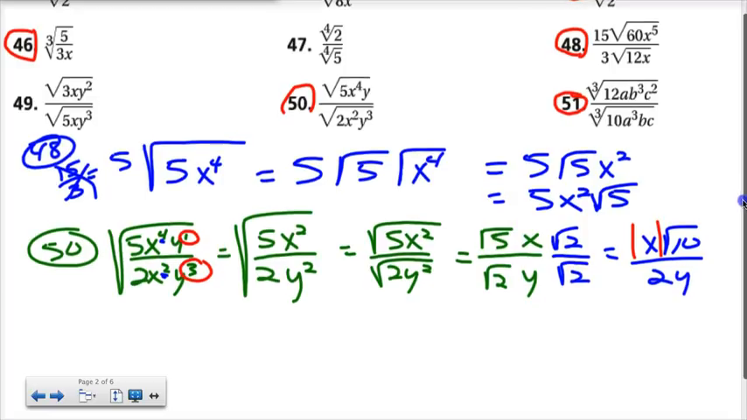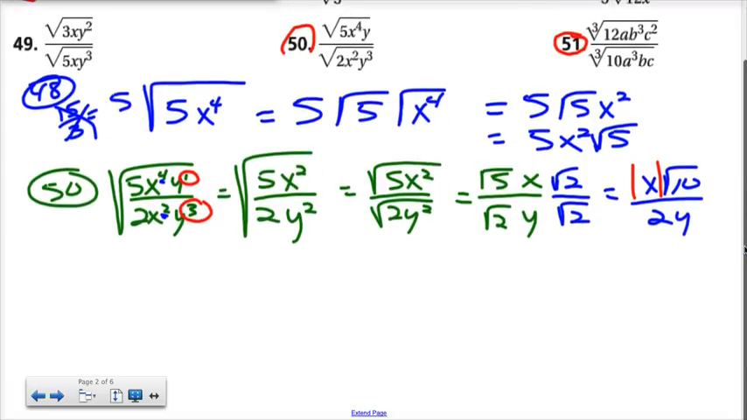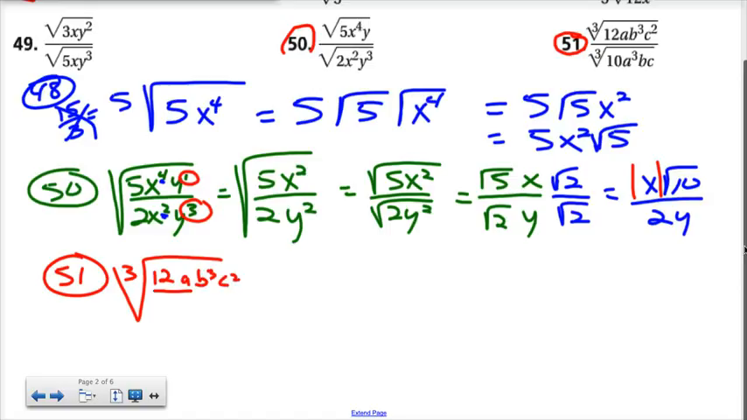Then, let me see if I can fit 51 on here. Boy, does that ever look like an obnoxious problem, huh? Let's take a peek at that. So, first glance, you're seeing that 12 is definitely reducible with 10. We've got A's, B's, and C's that we can do some simplifying with. So, let's go ahead and put all of that underneath one radical symbol and do a little simplifying, hopefully, to make the problem a little easier right off the bat.